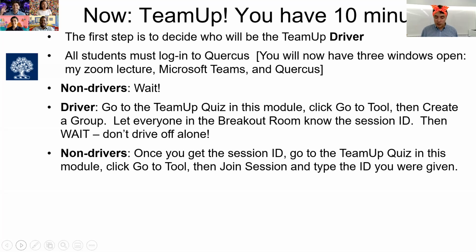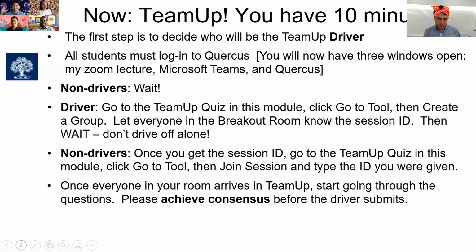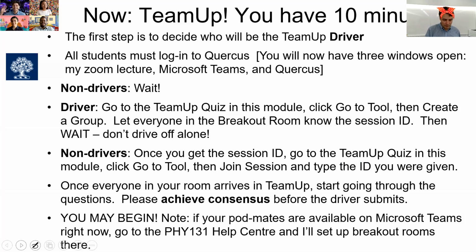Non-drivers, once you get that session ID, you go to Quarkus, find the Module 3, click on Go to Tool, and then instead of clicking Create a Group, click Join Session. Then type in that ID that the driver gave you. And then you'll all be working together. Once everyone in the room is in Team Up, you'll see each other in the Team Up window, and you can start going through the questions. There are 3 questions. Please achieve consensus before your driver submits. You can begin now. It's 11:37.